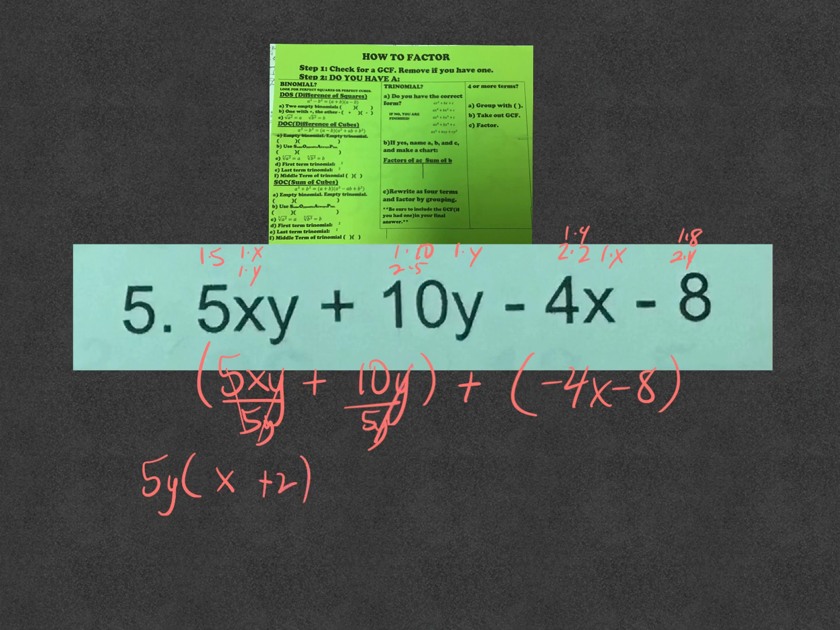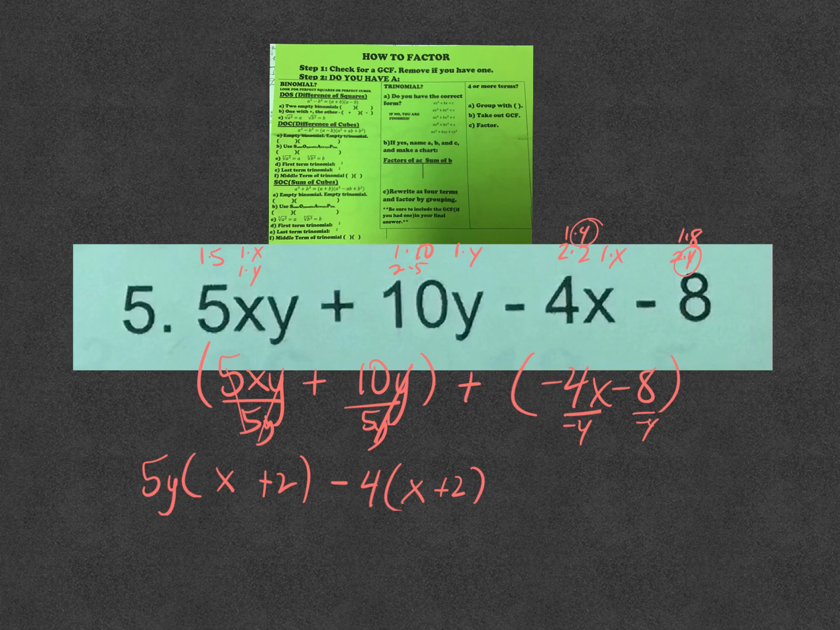That's positive 2. Remember, when this first term is a negative, then you have to factor out a negative greatest common factor. So what do those have in common? It looks like they have negative 4. So I'm going to put minus 4, divide both of these by negative 4. That would be positive x plus 2.